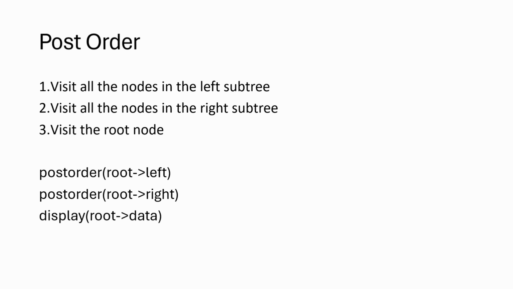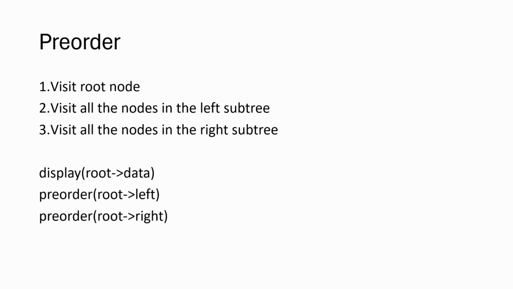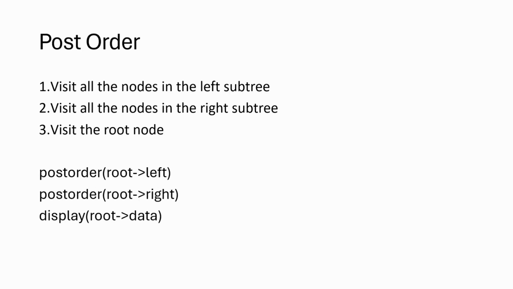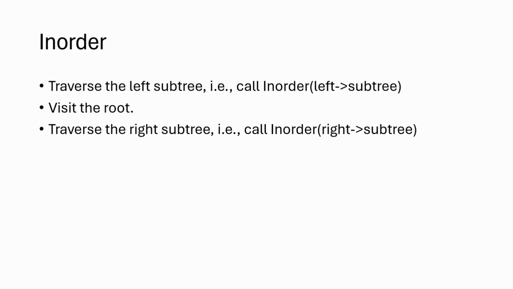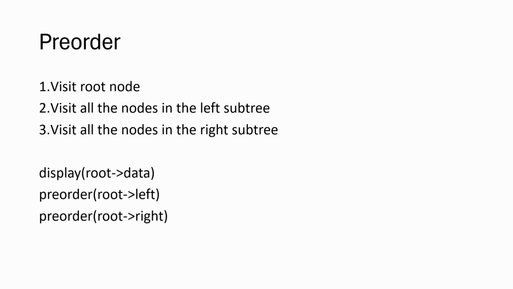Post order, you visit all the nodes on the left, all the ones on the right, and then the root. So pre was you start with the root, left, then right. Post: left, right, node. In order: left, root, then right. In order is kind of intuitive, right? First you go to the left, then you come back up to the root, then you go right. Pre, you start with the root, then left, and then you go right.